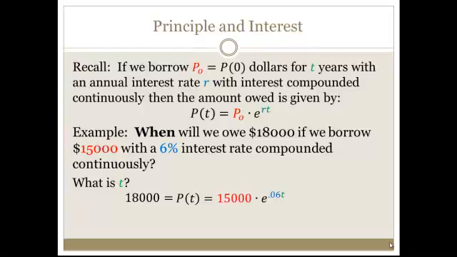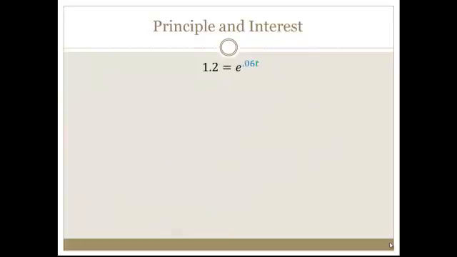Dividing both sides by 15,000, we get that e to the 0.06t equals 18,000 over 15,000. And we can reduce the right-hand side down to 6/5 or 1.2. So the equation we want to solve is 1.2 equals e to the 0.06t. How do we get at t when it's in the exponent?